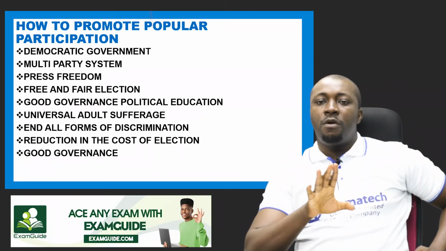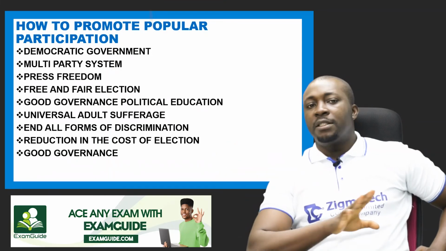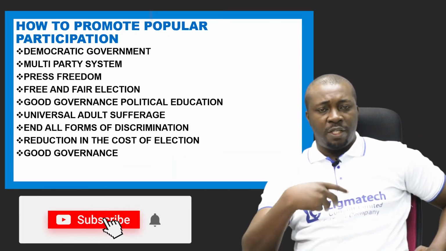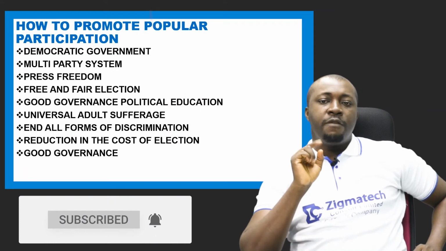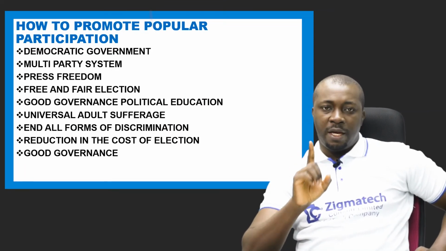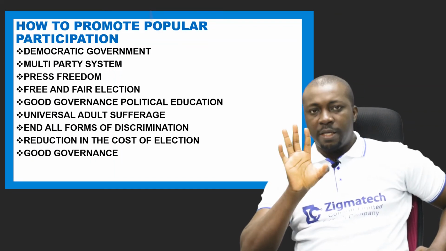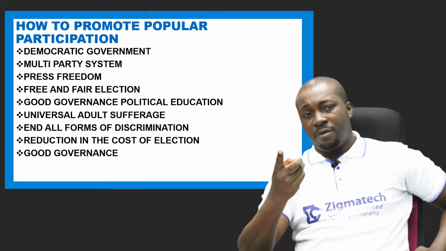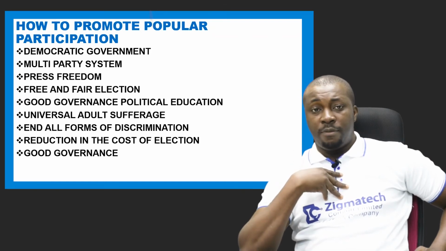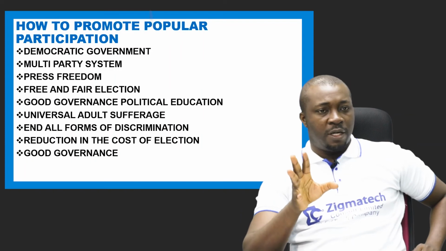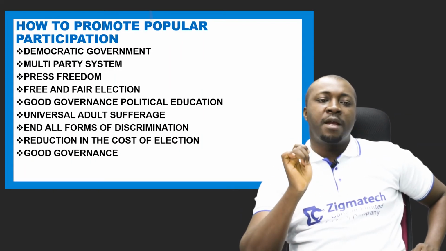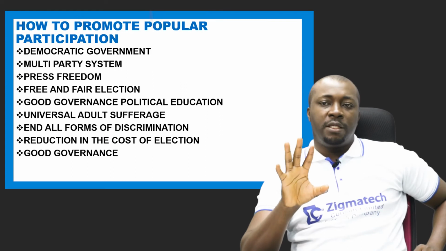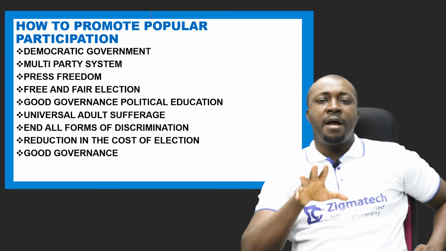If there's an end to all forms of discrimination against any group, against a particular gender, of course, it will trigger the participation of people. If we reduce the cost of election, the cost of picking interest forms, the cost of campaign, because these days you will need to pay some people before you can actually woo them to support you, of course, it can make more people come in to contest for elections. So these are the ways we can actually boost popular participation.